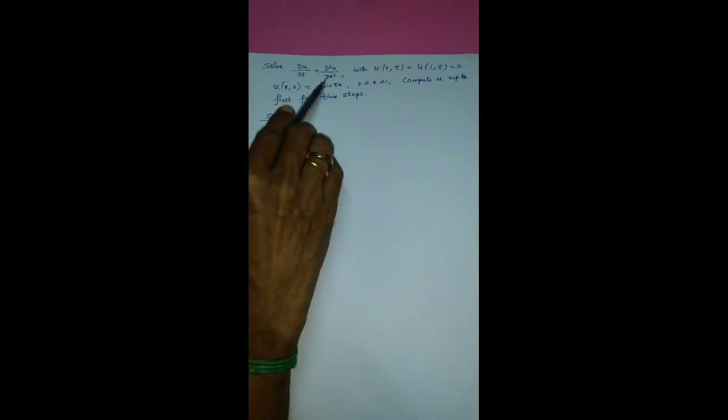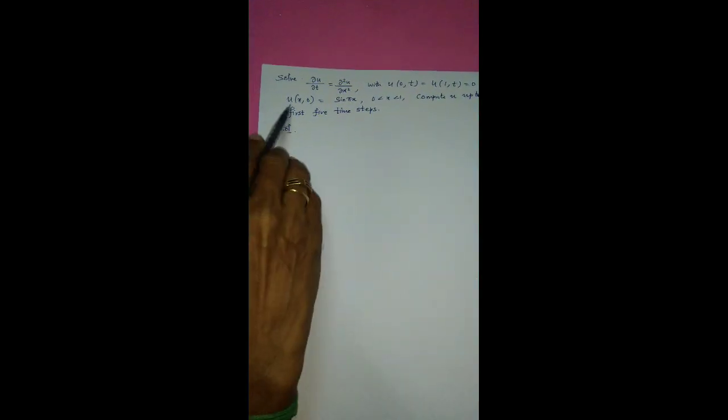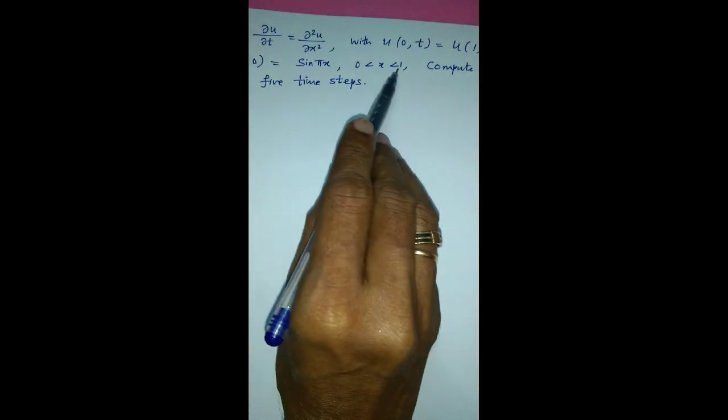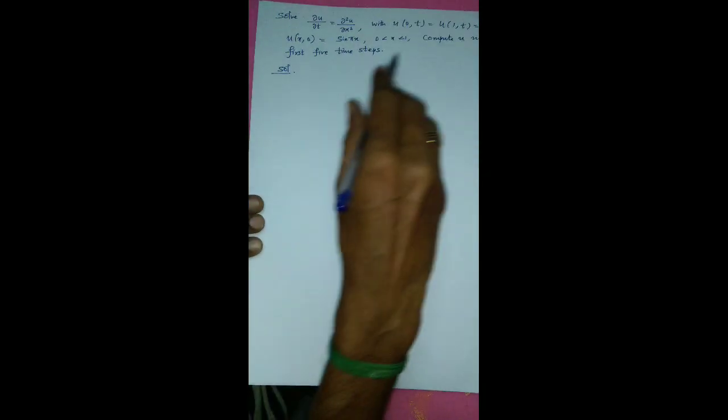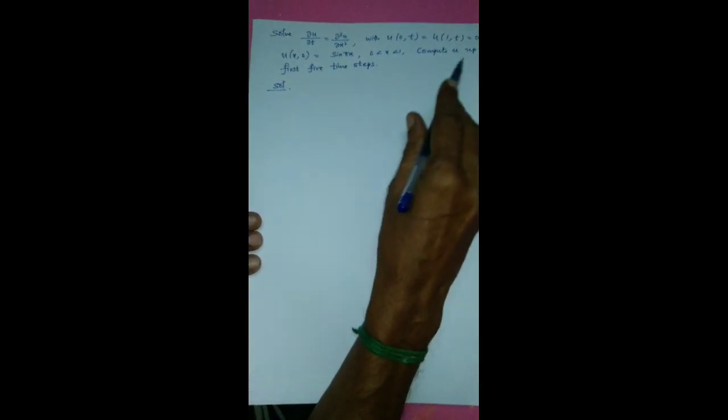Numerical problem based on the Bender-Schmidt finite difference scheme. Solve ∂u/∂t equal to ∂²u/∂x², with u(0,t) = u(1,t) = 0, u(x,0) = sin πx, and the material length is 0 to 1. Compute u up to the first 5 time steps. So our aim is to find the numerical calculation up to 5 time steps.